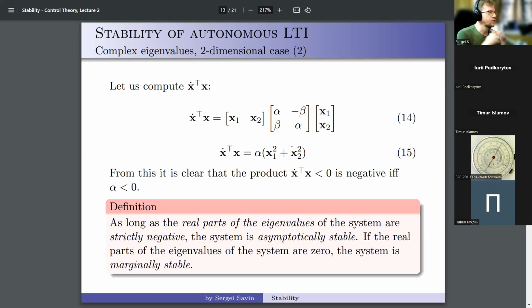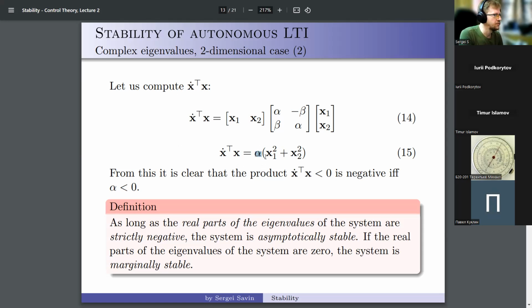We found that the real parts of the eigenvalues of the system have to be strictly negative for the system to be asymptotically stable. We've proven it only for the two-dimensional case, but we could prove it for n-dimensional too. If real parts of eigenvalues are 0, the system is marginally stable. We could go through the same argument.